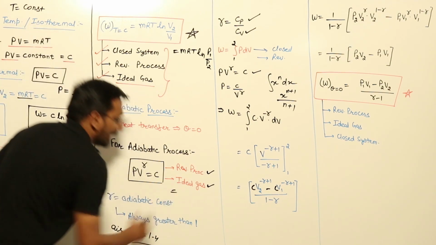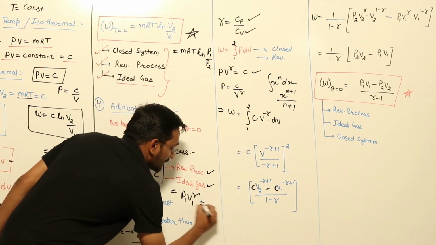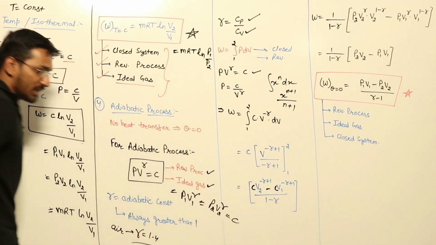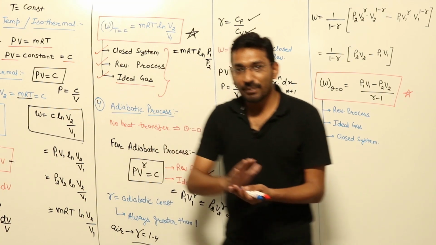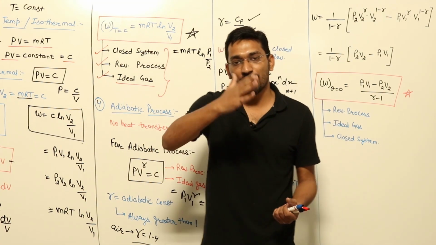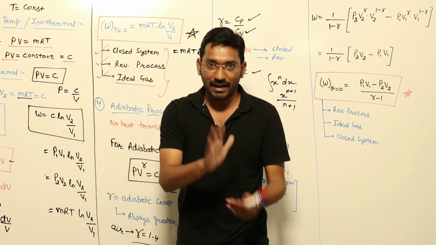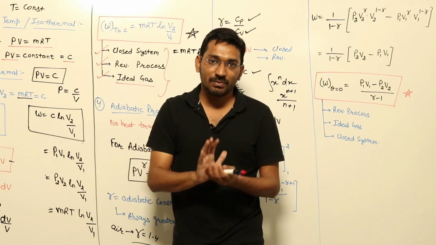From here I can write P1 V1 raised to power gamma is equal to P2 V2 raised to power gamma is equal to constant. PV raised to power gamma for a process is constant. When the process is undergoing from point 1 to 2, PV raised to power gamma is equal to constant for an adiabatic case. So at each and every point, PV raised to power gamma must be constant.